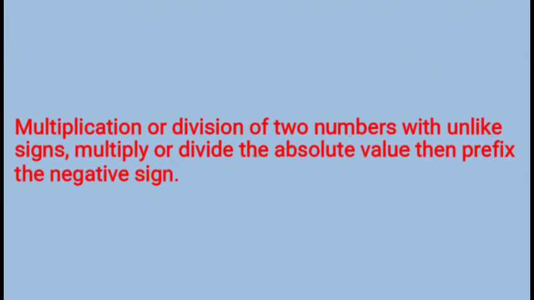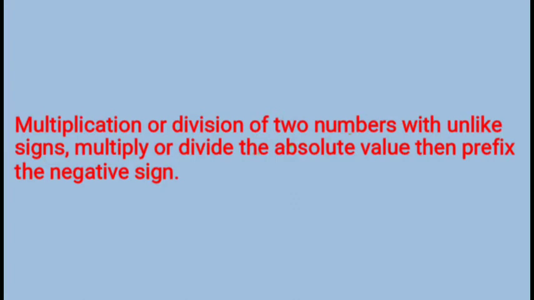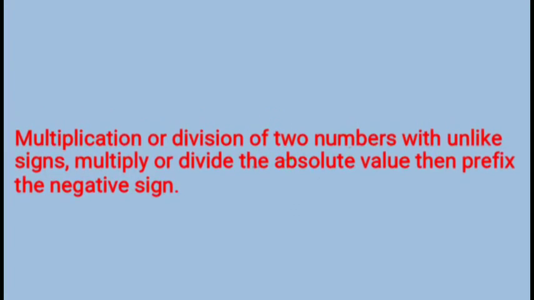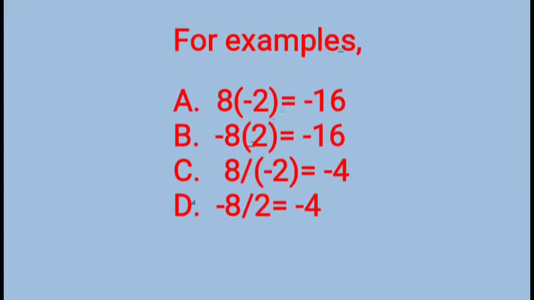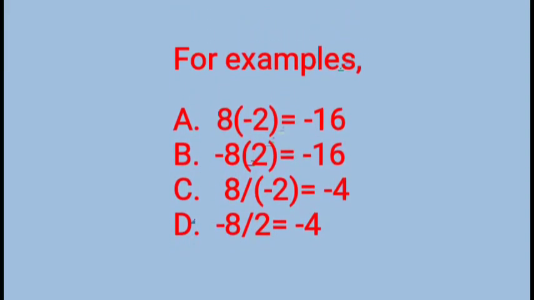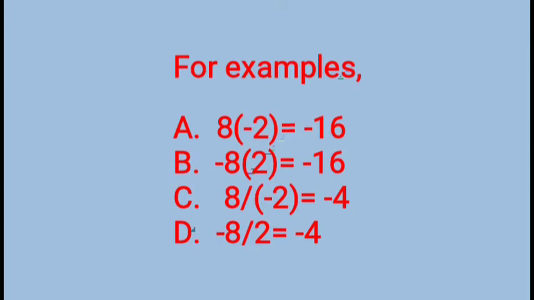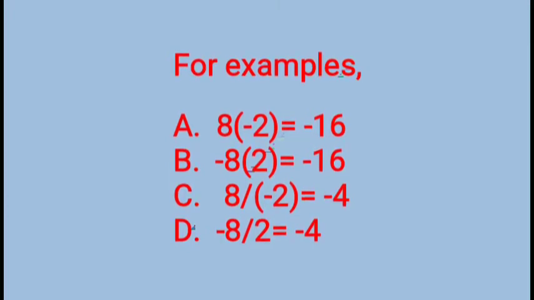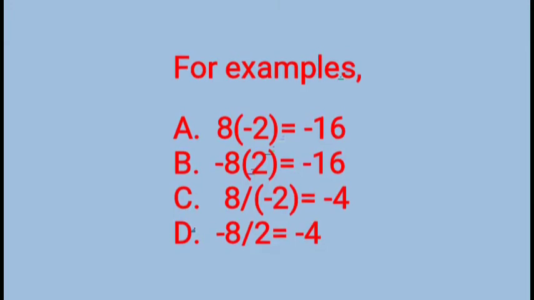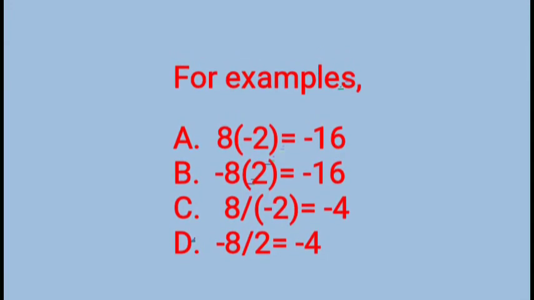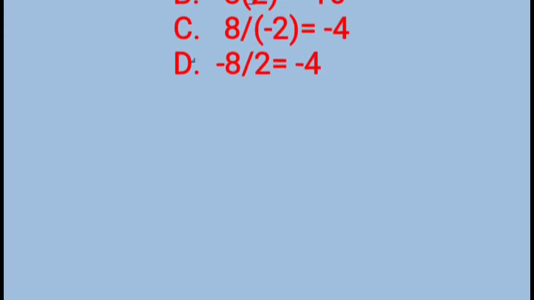Multiplication or division of two numbers with unlike signs. Multiply or divide the absolute values, then prefix the negative sign. For examples, +8 multiplied by -2 is equal to -16. Or -8 times +2 will be equal to -16. While +8 divided by -2 is equal to -4. Furthermore, -8 divided by +2 is equal to -4.